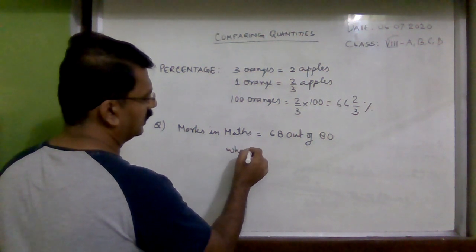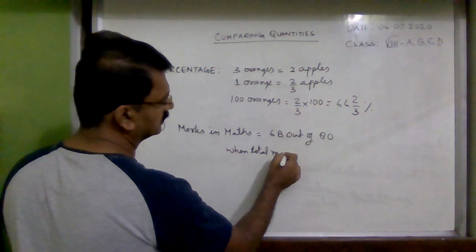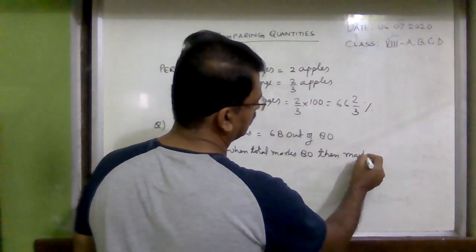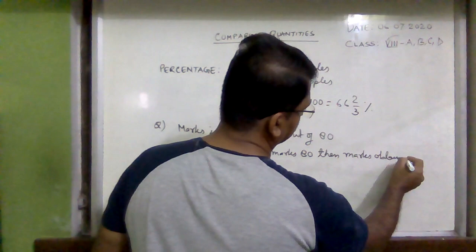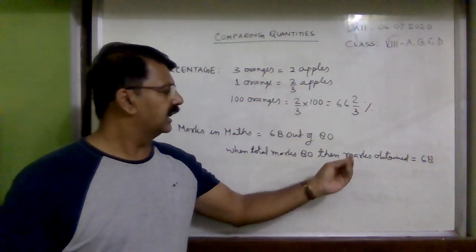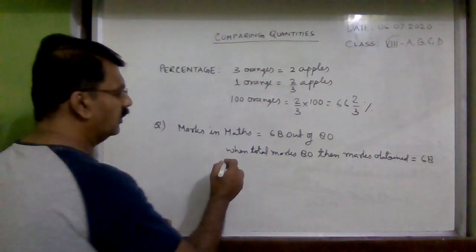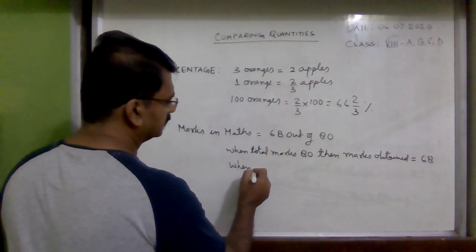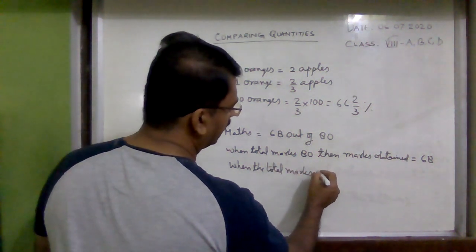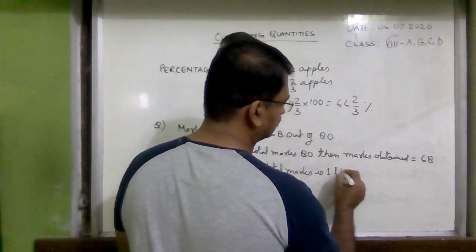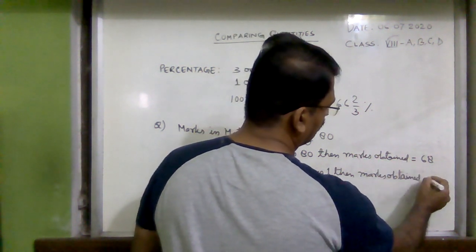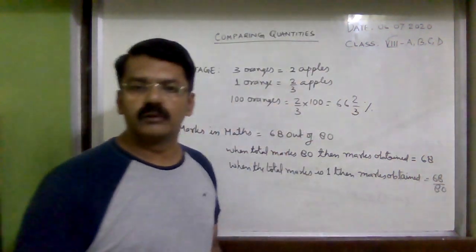Means when total marks is 80, then marks obtained is equal to 68. Okay, when the total marks is 80, then the marks obtained is 68. Now when the total marks is 1, then marks obtained is equal to 68 upon 80. I am applying unitary method.